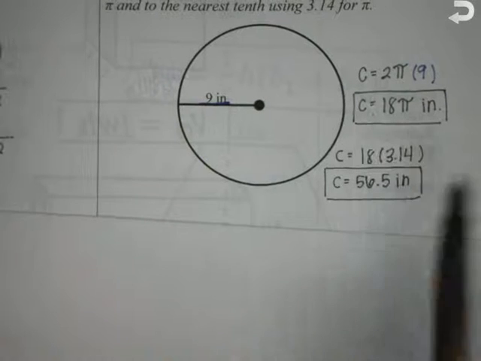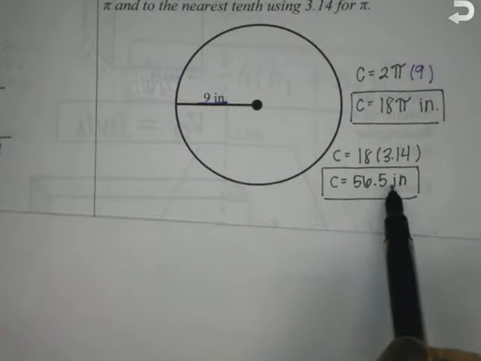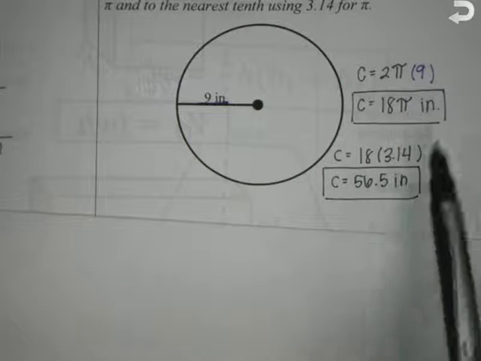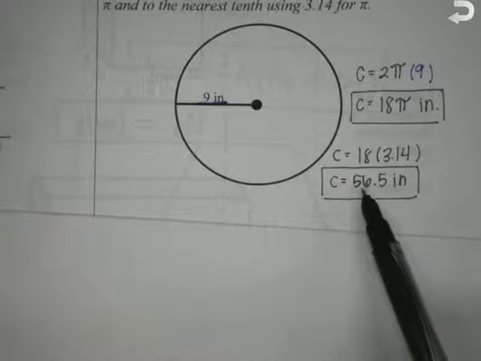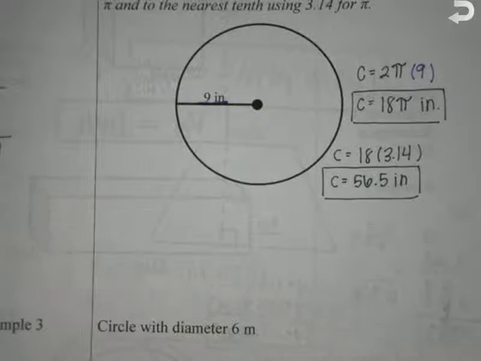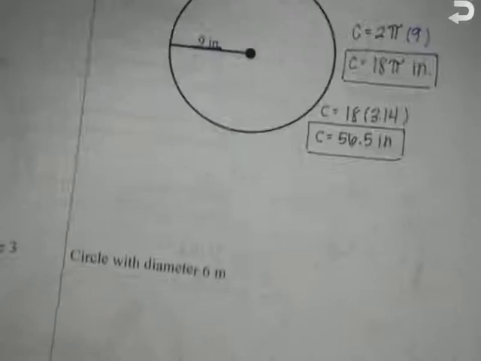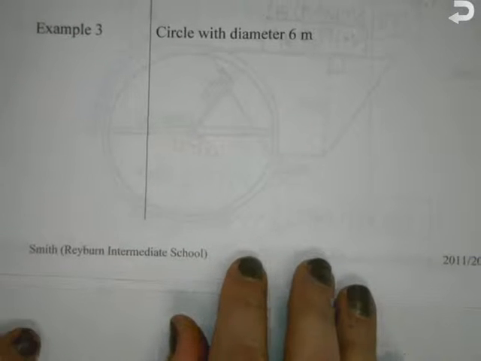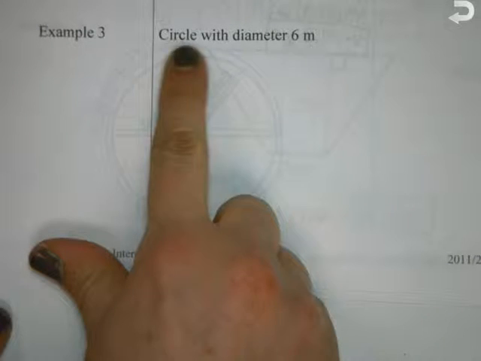Okay, example 3, there is no picture. We are just given the words, a circle with diameter 6 meters. So which formula am I going to use? First one or second one? First one this time. So all I have to do is C equals diameter, which is 6. So C equals 6 pi.